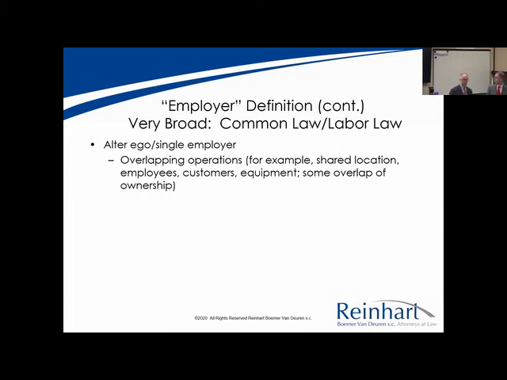The alter ego single employer. If you don't have enough common ownership to have a control group, it's more diluted. But you really have two different companies that are hand in glove. They're working together. Employees go back and forth. The operations are shared. Customers are the same. That alter ego can be viewed as a single employer.